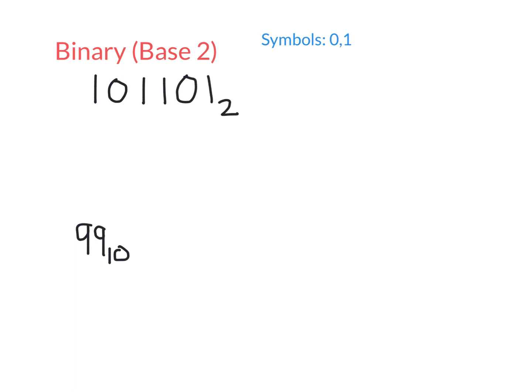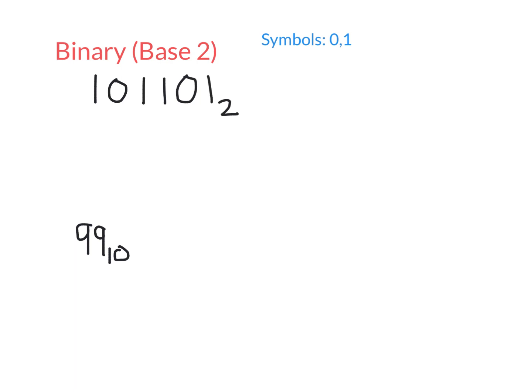So again, we arrange numbers in columns, but we only use symbols 0 and 1, and each subsequent column is a power of 2. So I just want to point out, we use this little 2 here to mean base 2, so you don't get confused, because you could think this is 101,101. This could be a base 10 number, so this little 2 tells us that it's in base 2.